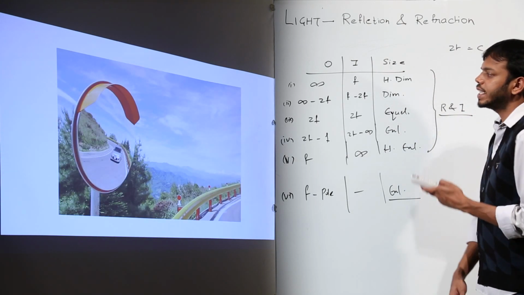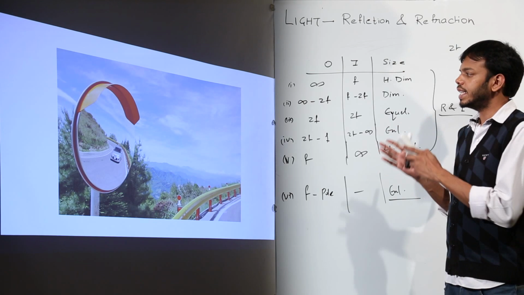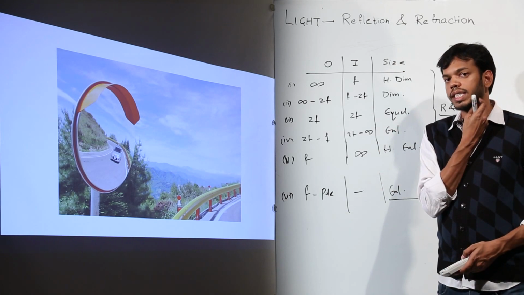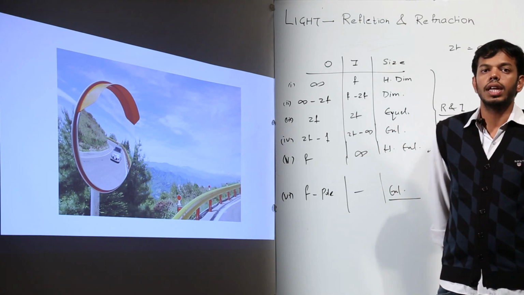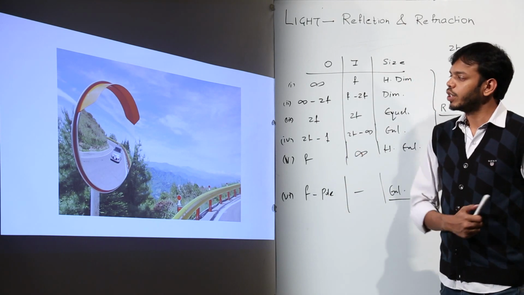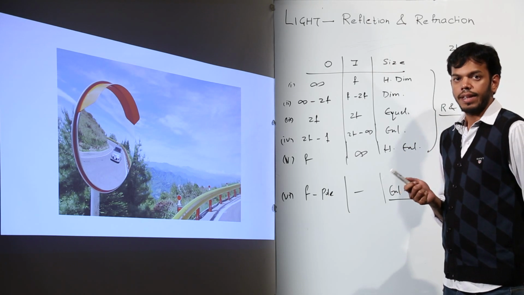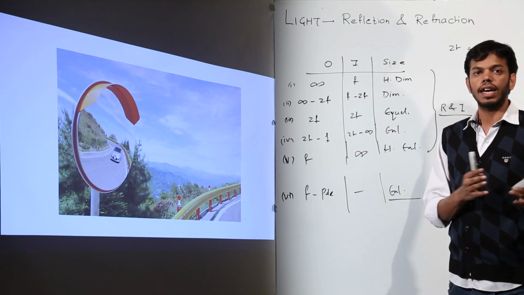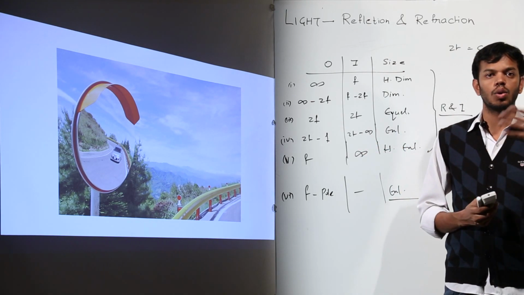Let's see what else we can talk about. This is a use. We have been studying convex and concave mirrors for quite a while now. Now, where do we use convex mirror and concave mirror? This is a proper use of convex mirror. It is used at the curvature of roads where the next road is not visible.